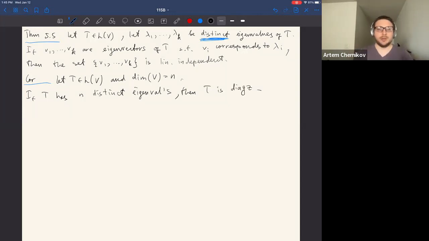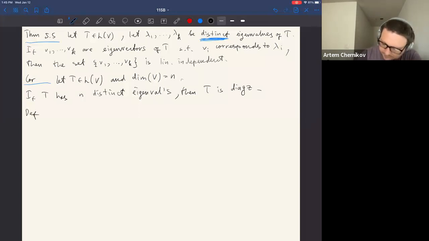Okay, right? So why is this a corollary? Well, because we just said that vectors corresponding to distinct eigenvalues are linearly independent. Since the dimension of V is n, and we have n distinct eigenvalues, it means we have n linearly independent vectors, which are all eigenvectors. So this means we have a basis consisting of eigenvectors. And by what we said earlier, this means that T is diagonalizable. Okay. So we have this.